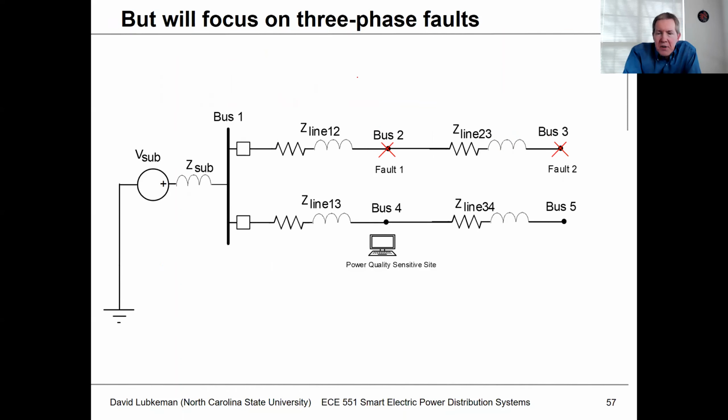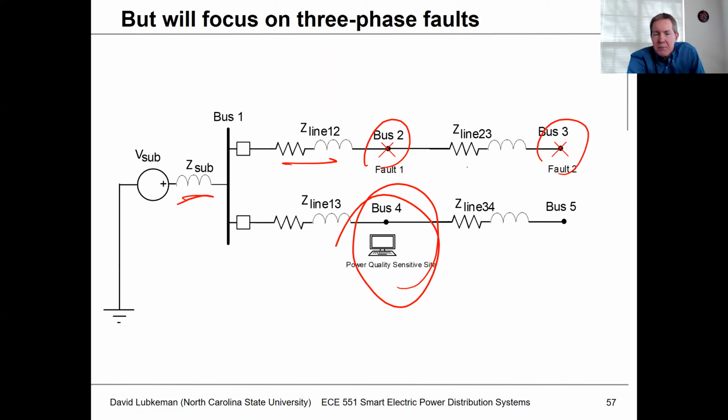The sort of calculations you're going to be responsible for in this section will just be for three-phase faults. Okay, we're not going to get into single-phase faults or line-to-line faults. We'll just focus on three-phase faults. So the scenario would be that you have a substation impedance, some impedance up to the point of the fault. Maybe there's different fault locations you're looking at. And then you have some sort of power quality sensitive site on the adjacent feeder that you want to analyze. So you want to figure out, based on a fault here or here, what's going to be the voltage here.